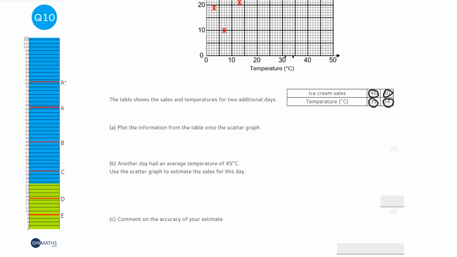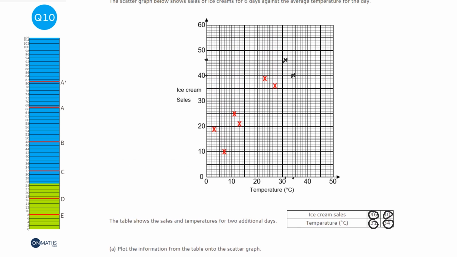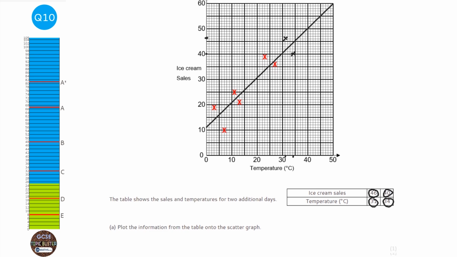Next question says, on another day had an average temperature of 45 degrees. Use the scatter graph to estimate the sales of the day. Now, you need to get used to just drawing a line of best fit to any scatter graph that you come across. You will have to do it, okay? So just do it, even if it doesn't ask you to. Now, a line of best fit is just a line that follows all the data like that. You should have roughly the same amount of data top and bottom, but it doesn't matter if it's not perfect, okay? So let's have a look.